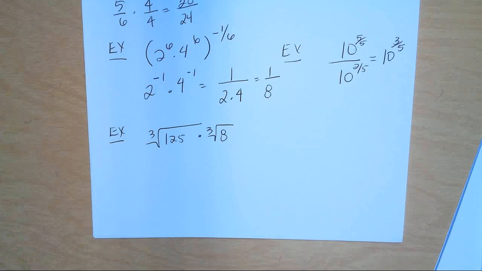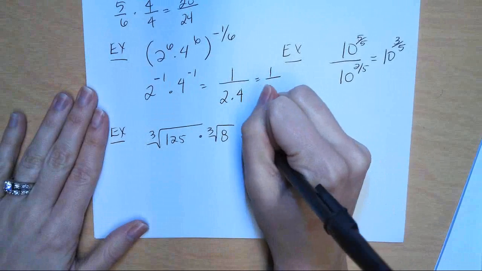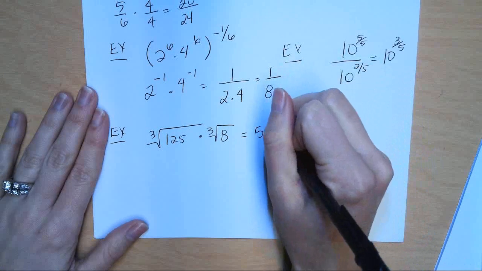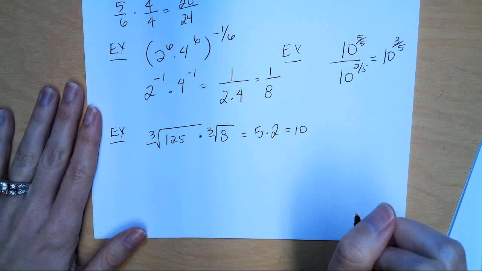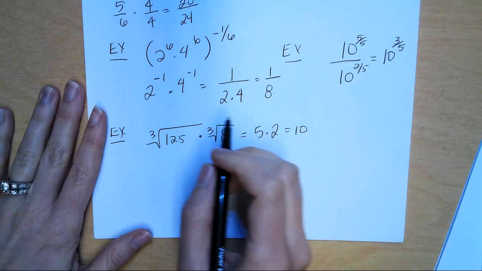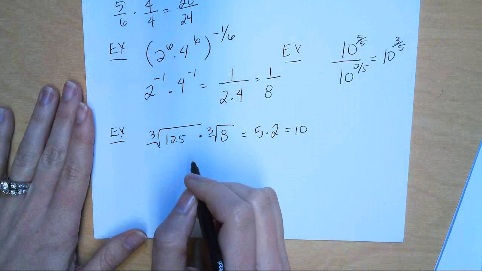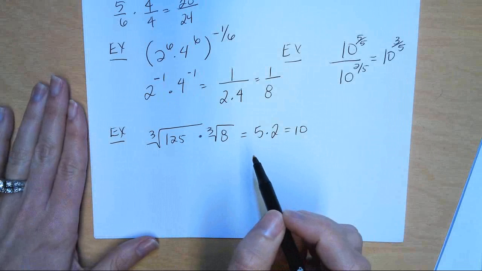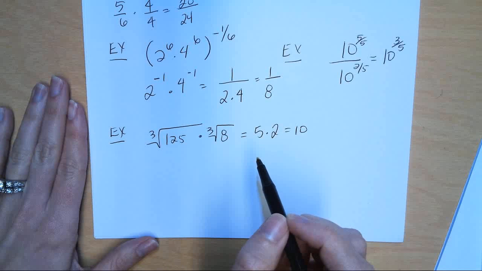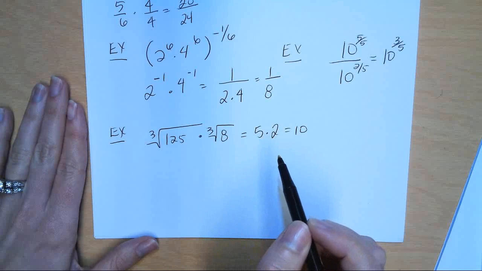Okay. What is the cube root of 125? 5. What is the cube root of 8? 2. So this is 10. What if you didn't know that? The first thing, shh. None of you knew, so be quiet and I'll tell you.